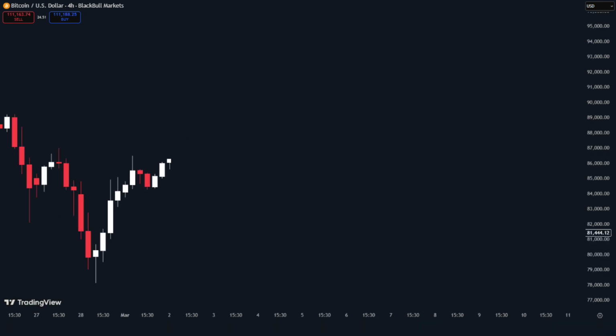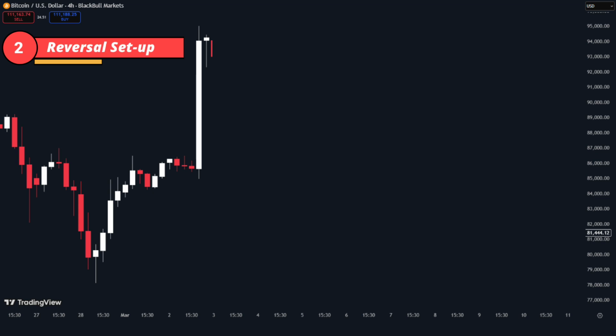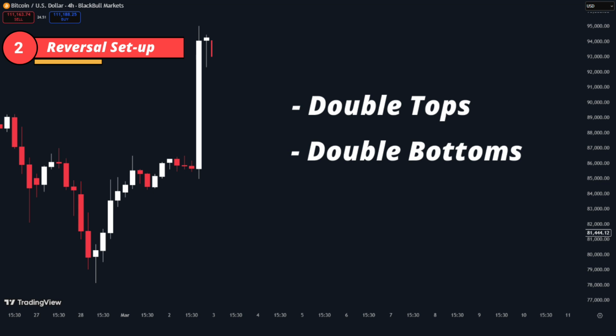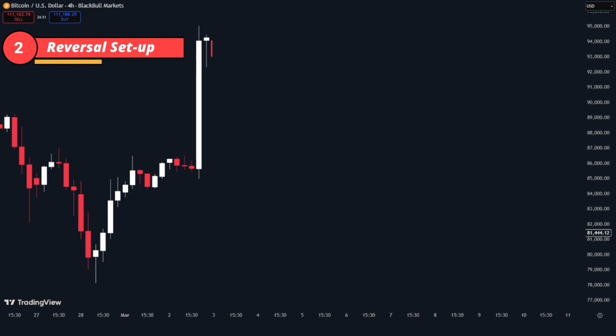Now let's move on to reversal setups using Fibonacci retracement. This is where things get even more interesting. When a trend starts to weaken, price often creates patterns like double tops, double bottoms, or strong rejection candles around major Fibonacci levels. By combining these signals, you can catch early reversals.